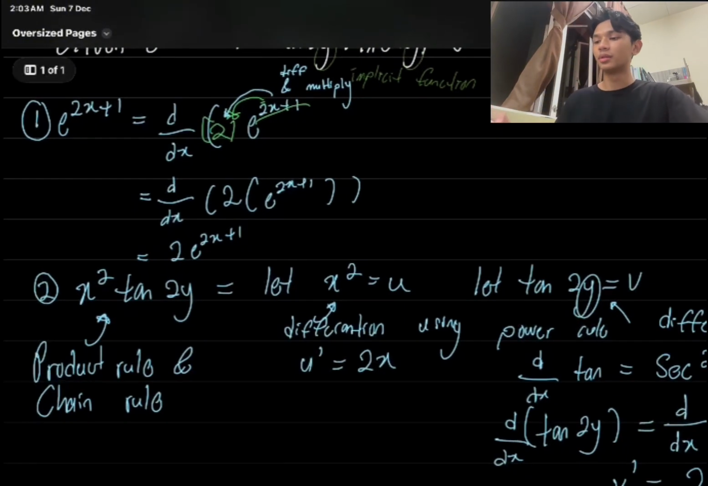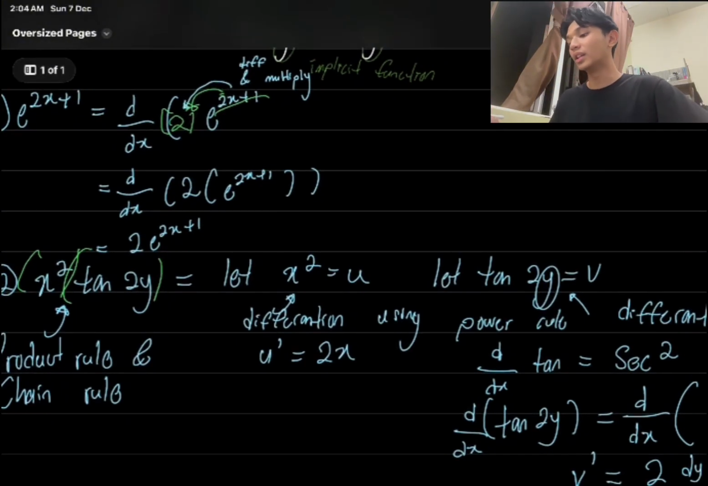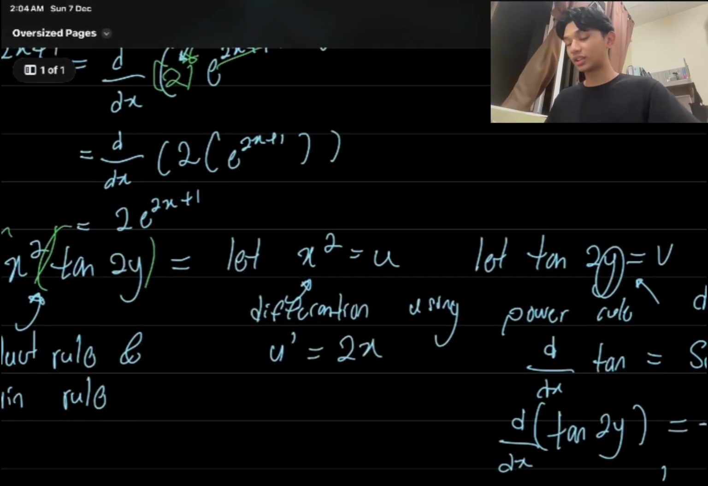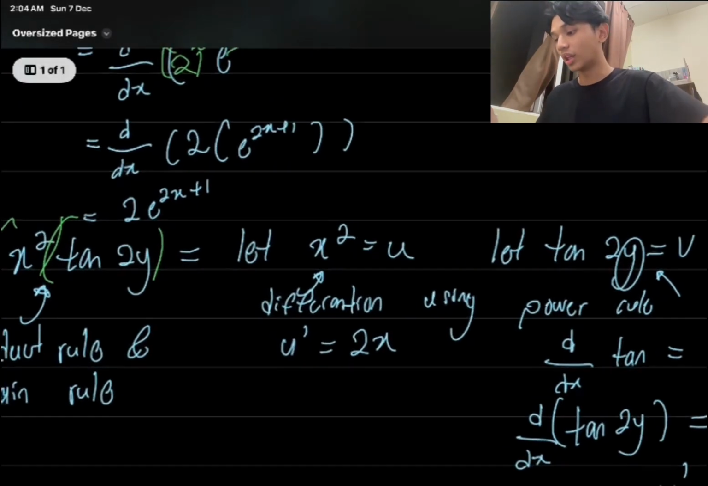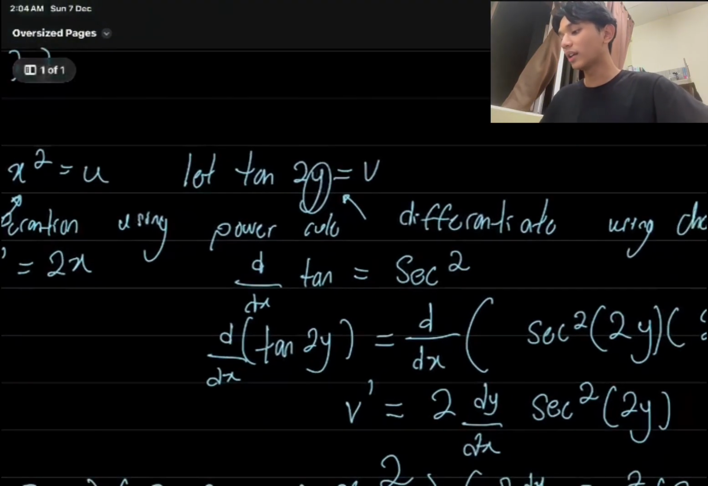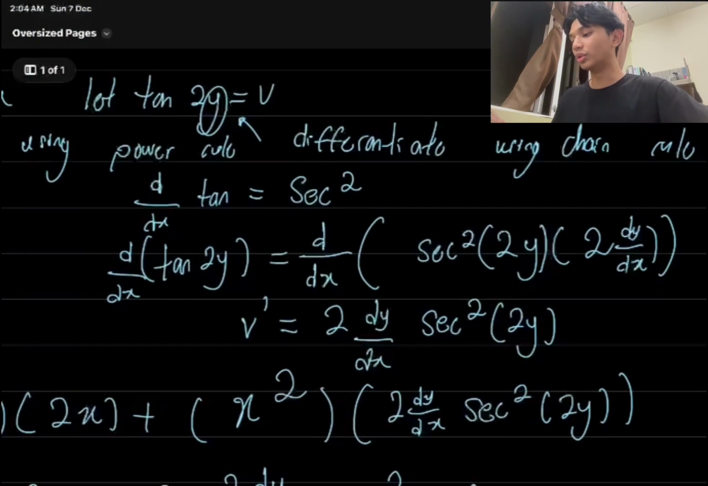Okay. Secondly, I will differentiate x squared tangent to y using the product rule and chain rule. Why is it product rule? Because x squared is multiplied by tangent to y. After that, we let x squared equal u and we let tangent to y equal v. Then we differentiate x squared using the power rule and we get 2x, and we differentiate tangent to y with a chain rule and we'll get 2 dy dx secant squared to y.